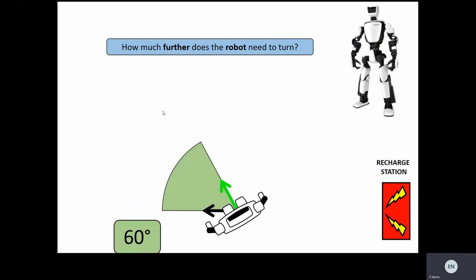Well done. Okay, so if he has already made an angle, so he's on a 60-degree angle from his starting point already, how much further does the robot need to turn to get to his recharge station? So let's check that out. 120 degrees. Well done. So you would be able to tell me why it's 120 degrees very soon. If it was 80 degrees, how much further does the robot need to turn?